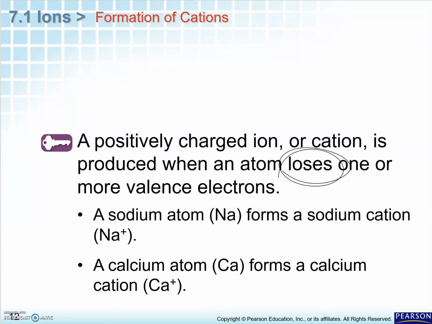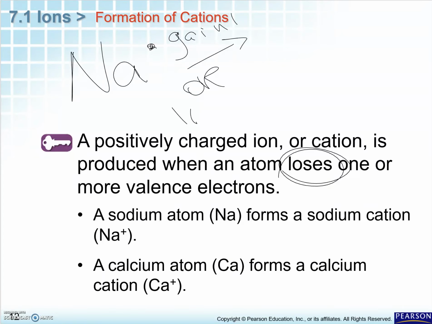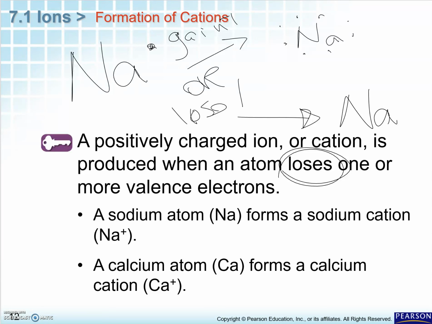So let's take a look at sodium. Sodium looks like that. It's in group 1, so it has 1 valence electron. Now, it can do one of two things. It can either gain 7 electrons, so it looks something like this, where it has all 8 valence electrons around it, or it could lose 1 valence electron, and that way it would look like a solid sodium, but it would also look a lot like the noble gas neon.